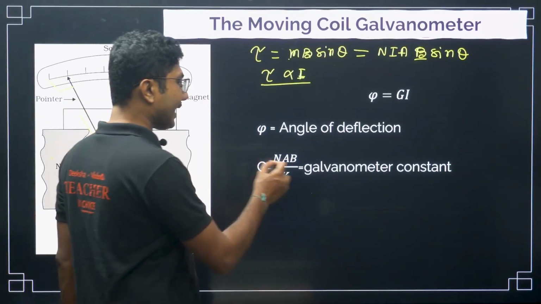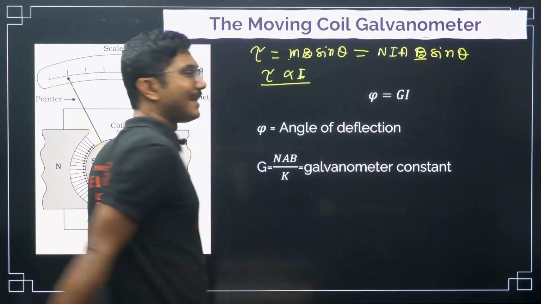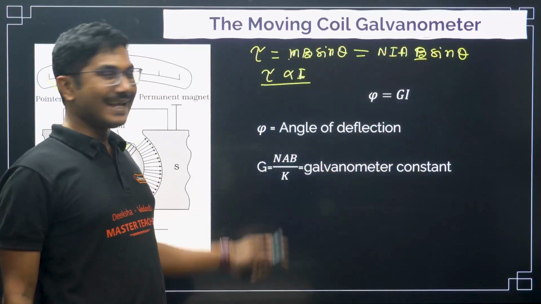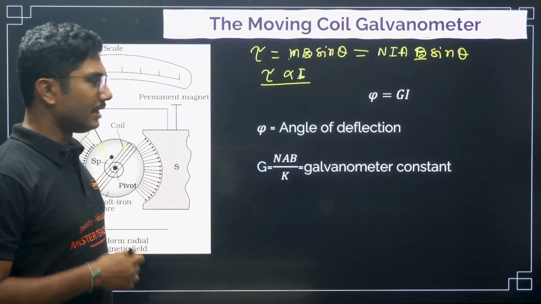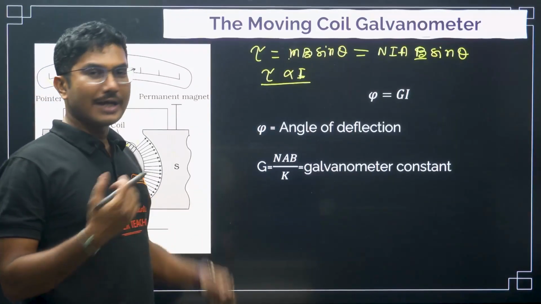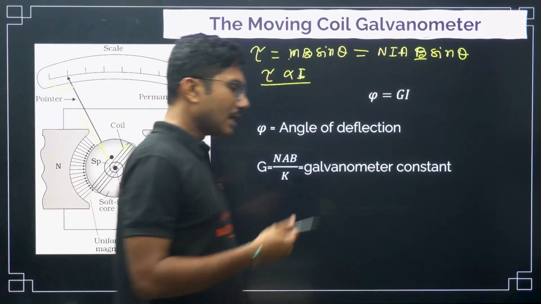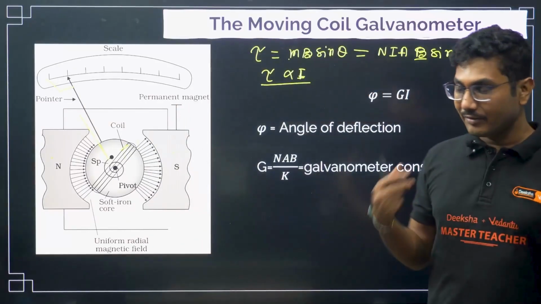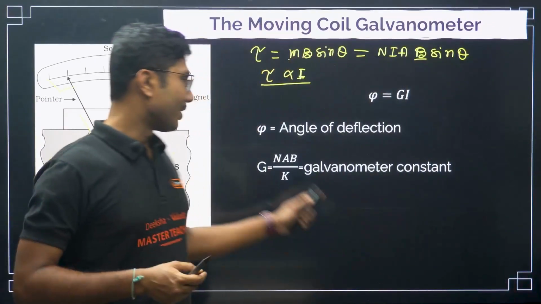Now NAB is basically coming from this NAB. How this K is coming, we can discuss that later on. Anyway, this is called the galvanometer constant. Whenever you see a galvanometer constant, basically it's this quantity.